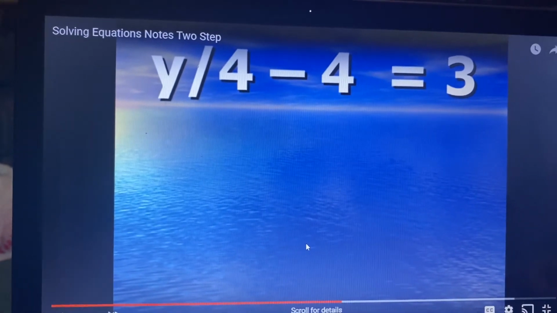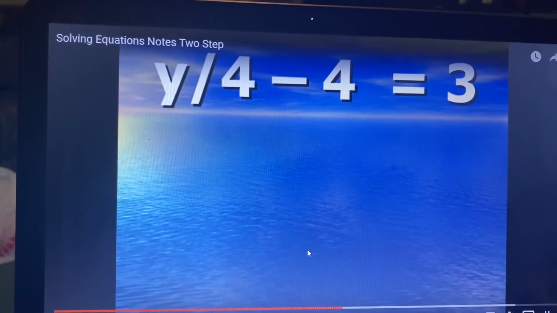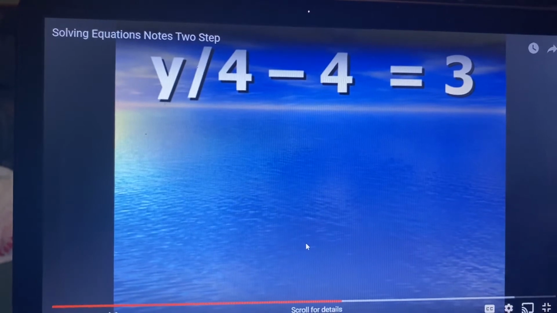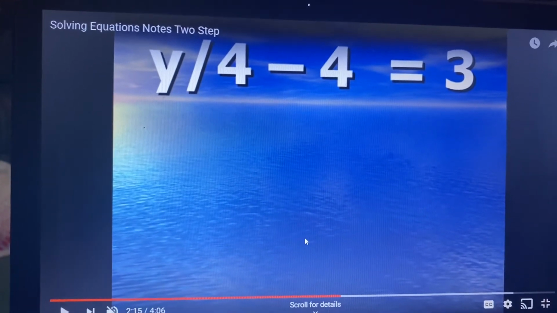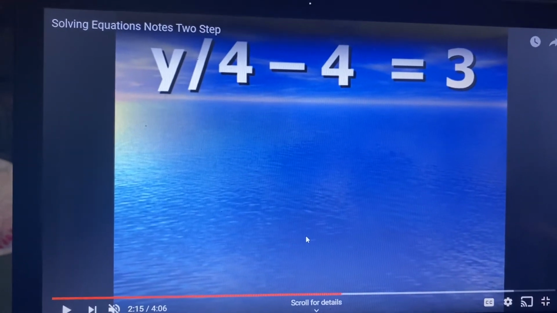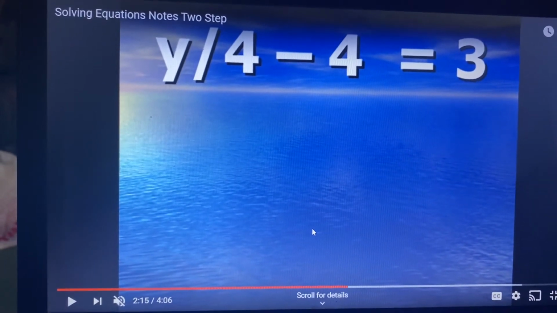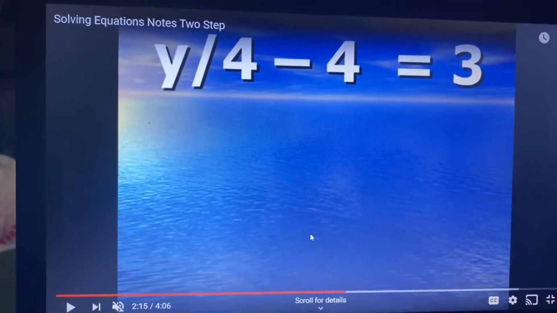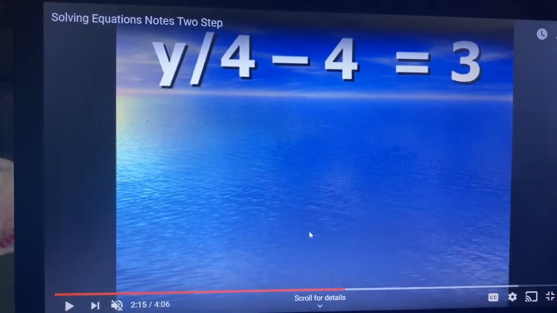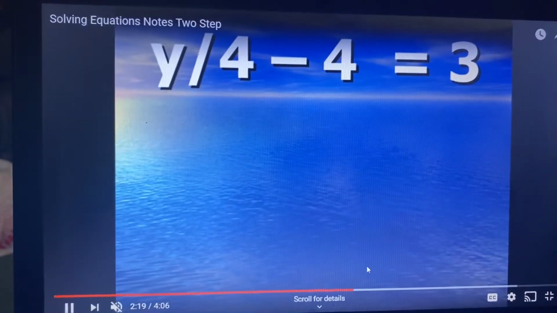Now this one looks a little different. We have y divided by 4 minus 4 equals 3. We're still using the same steps and the same process. The first thing we must do is undo any addition and subtraction we see by using the additive inverse. So the additive inverse, or opposite, of minus 4 would be plus 4. And what you do on one side of the equation, you must do on the other. So we will be adding 4 on both sides of the equation.